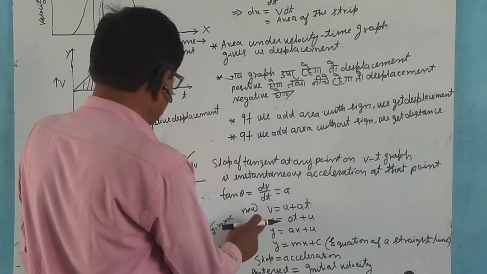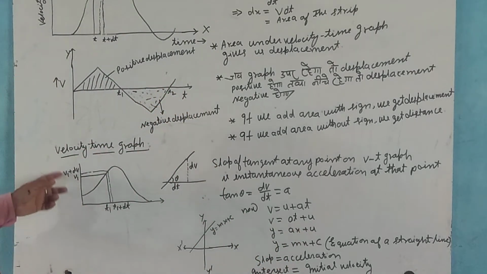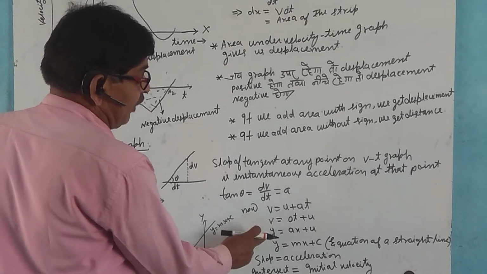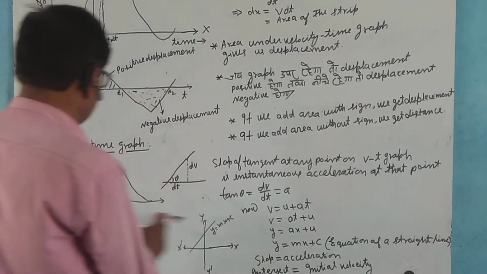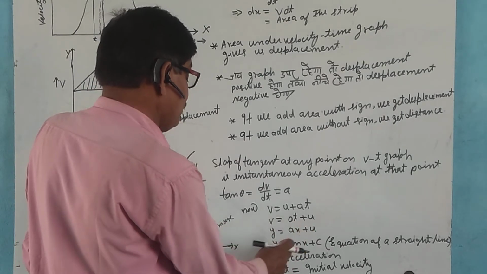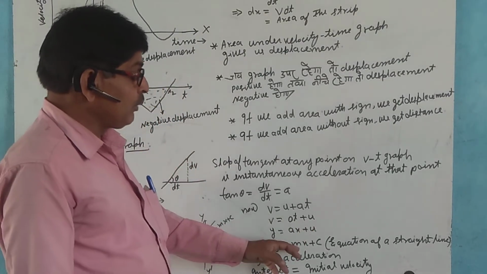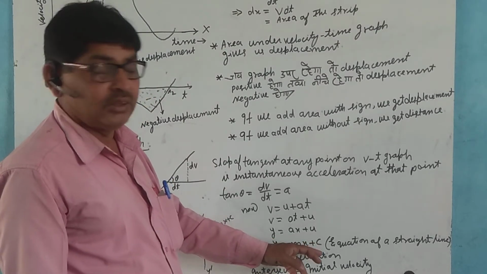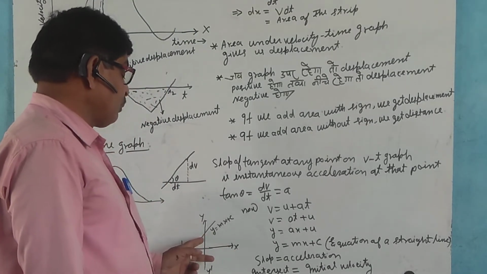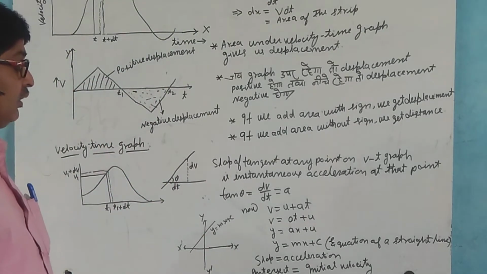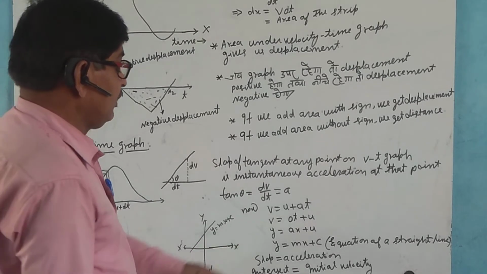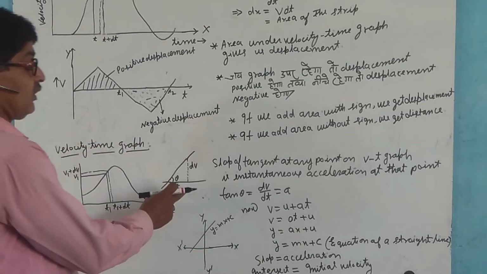V is represented on the y axis, so we write v in place of y: v is equal to ax. t is represented on the x axis, so that v is equal to at plus u. This is just like y is equal to mx plus c. y is equal to mx plus c is the equation of a straight line, and here in this case the slope represents the acceleration, and the intercept represents the initial velocity.